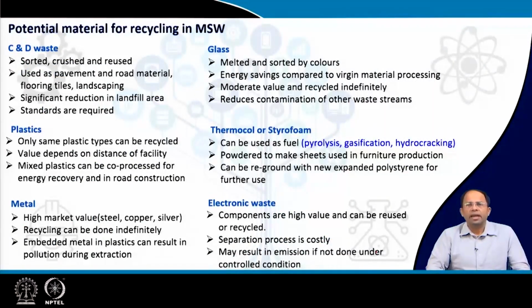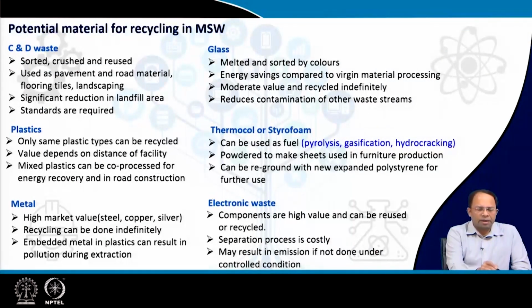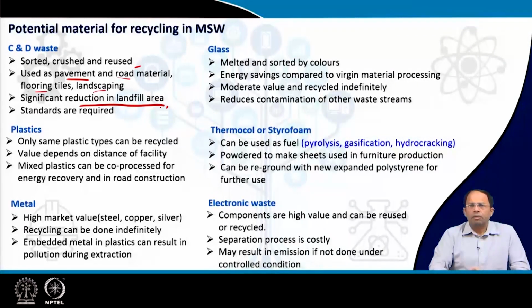Then coming to C&D waste, it can be sorted, crushed, and then reused. Usually we use this kind of waste in construction of pavements or as road material, or sometimes it could be used as flooring tiles or even in landscaping of certain areas. The idea is, of course, it's costly to do this kind of processing, but this will reduce significant landfill area requirement for the particular ULB. But proper standards have not been defined yet, so those have to be defined.